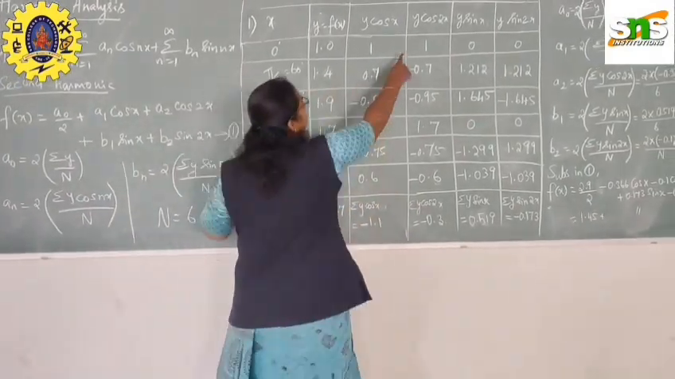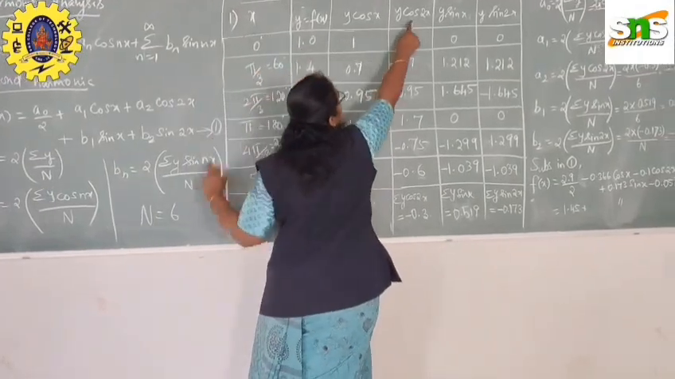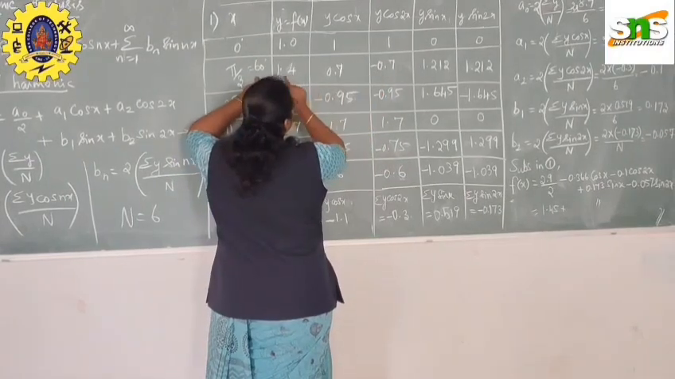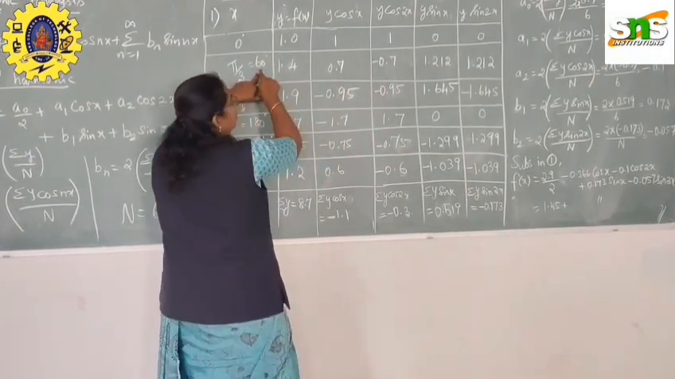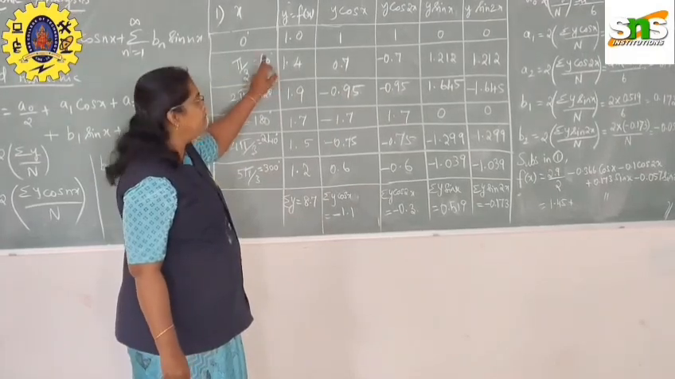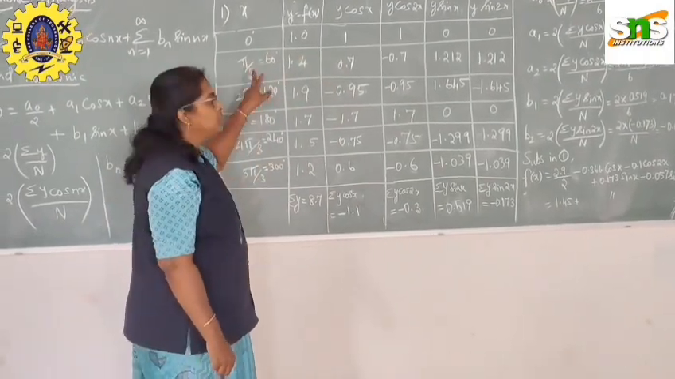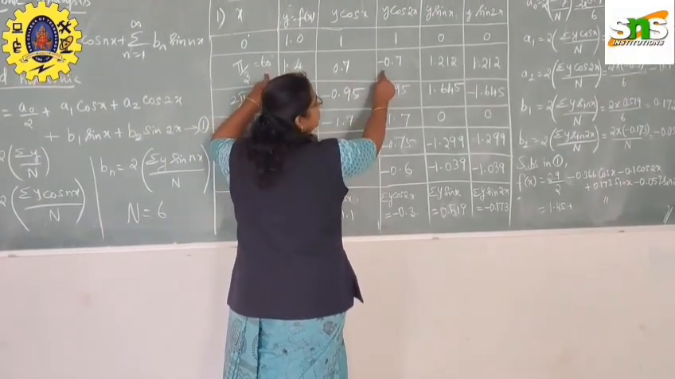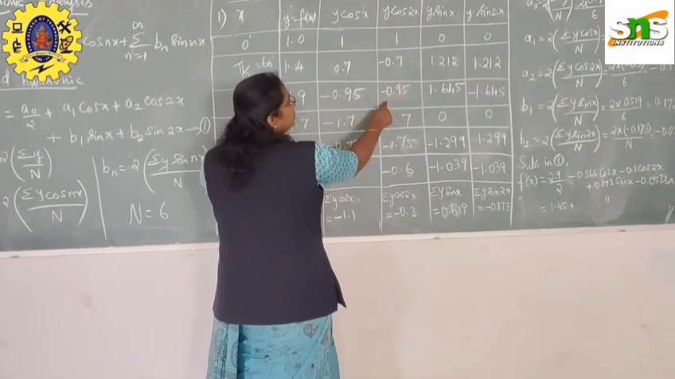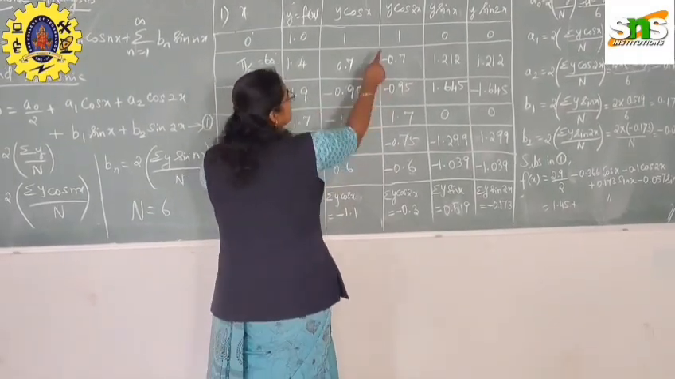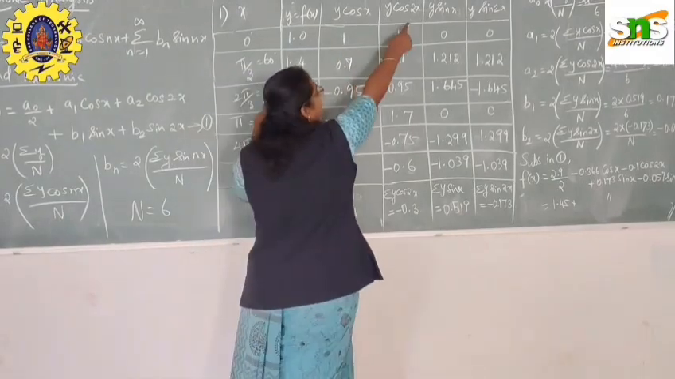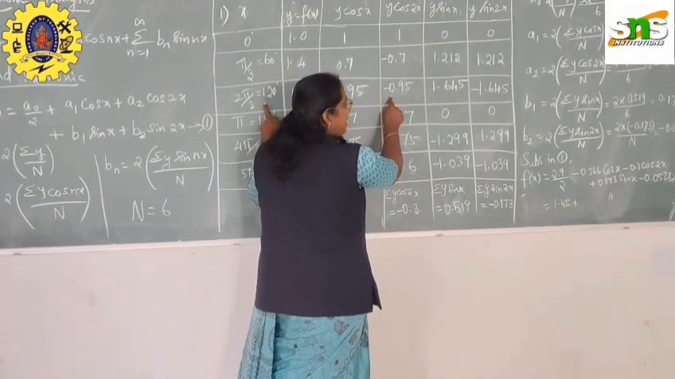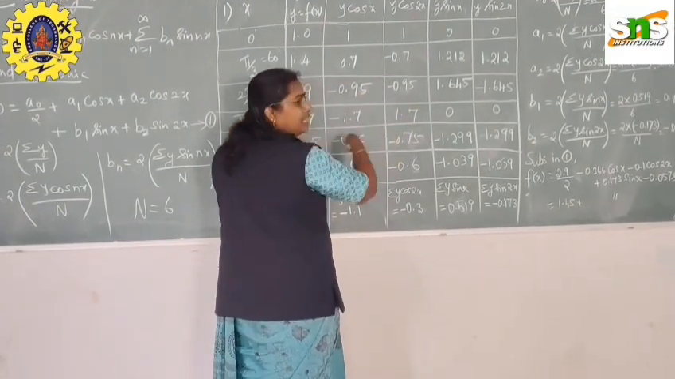Same thing: y into cos 2x. Here the first y value is 1, and the second one is 1.4 into cos 2 into 60, that is 120. If we know the value, multiply and write it there itself. So cos 120 is minus half, so 1.4 cos 120 is minus 0.7. And then 1.9 into cos 240, that is, we are multiplying the angle by 2. So here we are calculating 240 degree, and the value is minus 0.95. Like this, we are calculating all the values.